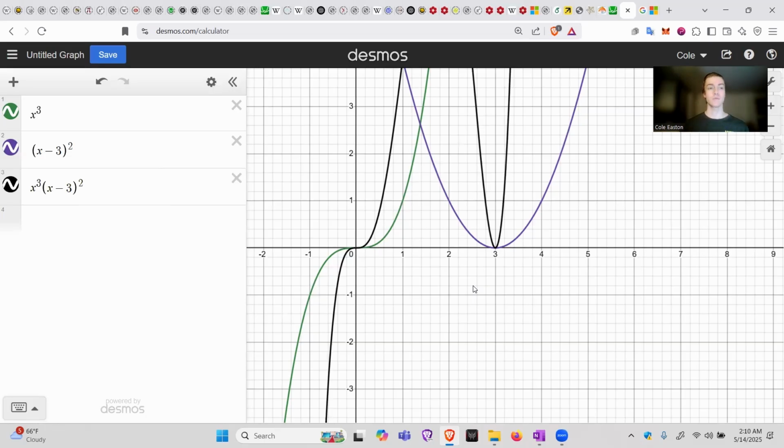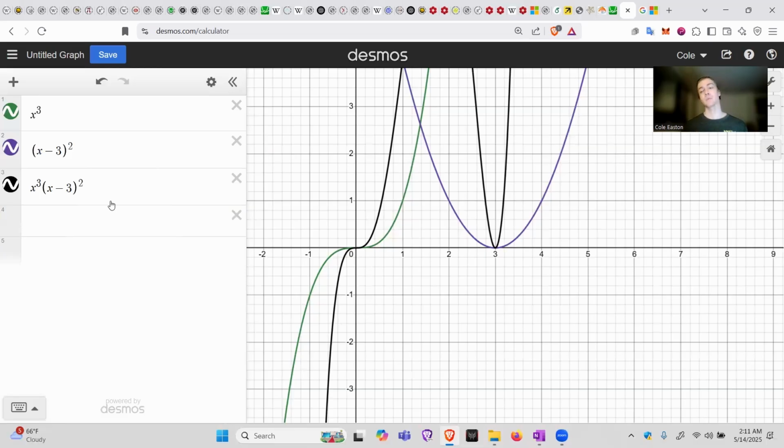So if you were just given this black function here, factored in this way, what you would need to recognize is that there is a root at x equals 3, which you'd get by setting that second factor equal to 0, and that root looks like a parabola. The graph touches the axis there.